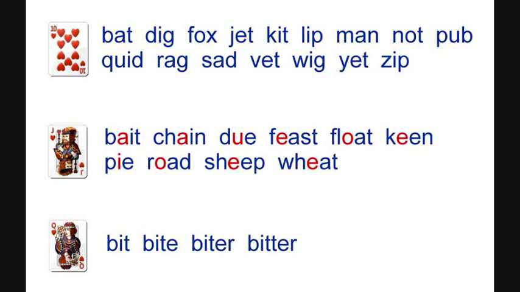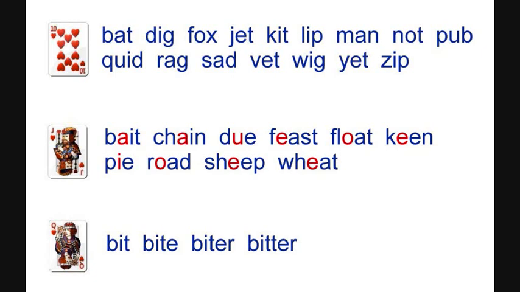the sounds of words. Look at the Queen of Hearts. The first word is easy. B, i, t, bit. Adding an E at the end changes the I sound, so it sounds like it does when you say the letter I in the alphabet. So we get b, i, t, e, bite. This sound stays the same if we add an R to make biter. But if we stick a double T in the middle, the sound changes to the short I sound again. So we get bitter.